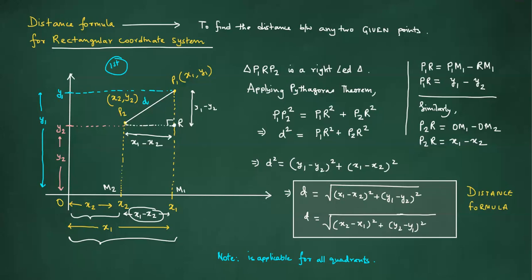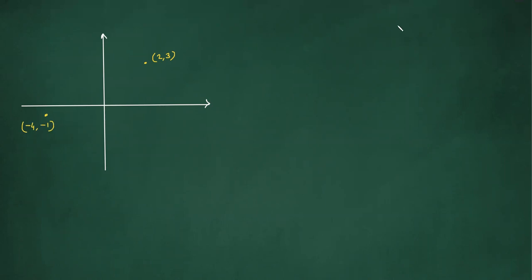You can easily still find out the distance between those two points just by using this formula over here. Okay, so what we can do is, let's take a small example and see how this works. Let's say this is the y-axis, this is the x-axis. Let's mark this. Now let's say that one point over here is, let's say, (2, 3), and another point over here is, let's say, (-4, -1). I want to find out the distance between these two points.